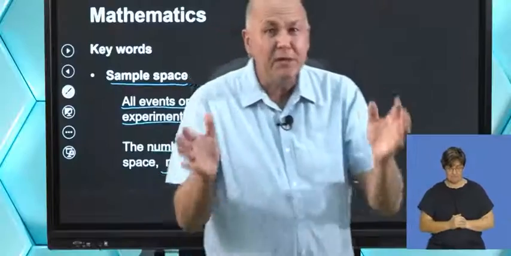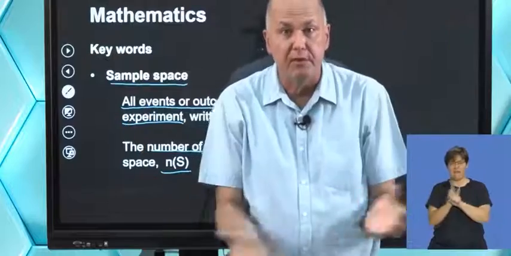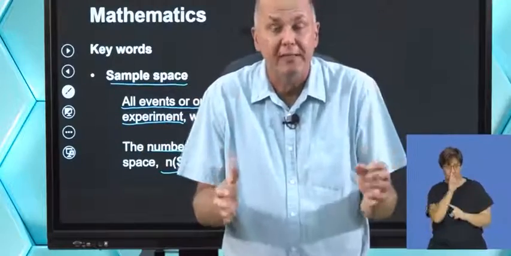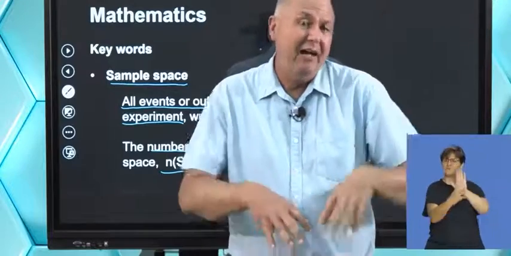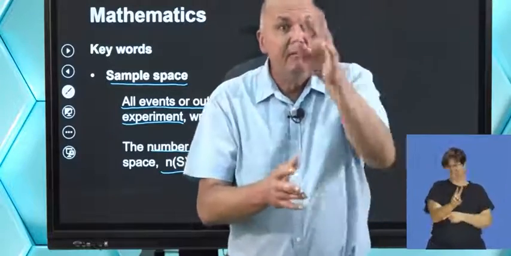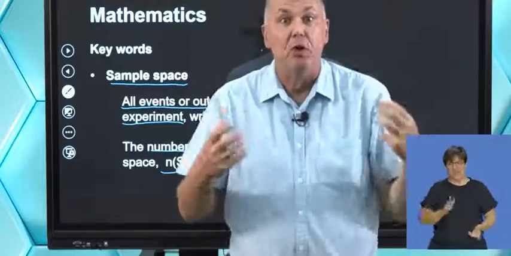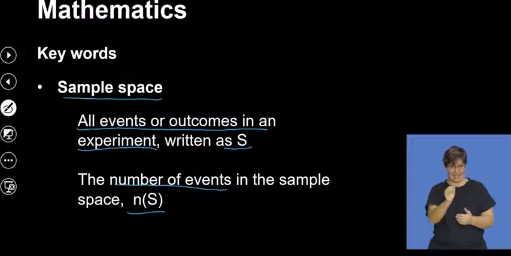So I hope you can see that the sample space covers many possibilities. In fact, it covers all of the things that we're looking at. But how do you think we could represent that graphically? Some people don't like the little numbers and the n brackets S. Is there a way that we can visualize what the sample space looks like? Well, absolutely there is. Let's have a look at it.